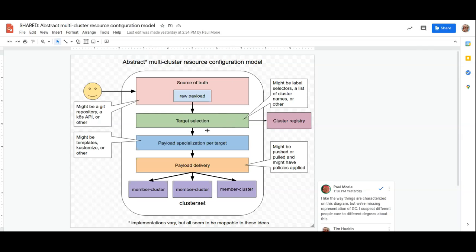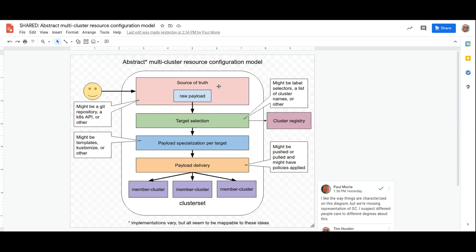But to get really concrete with it, the payload could in fact be the raw YAML plus a bunch of specializations, like a customize directory, right? And so the pink and the blue level are kind of merged, but abstractly they are different things, right?